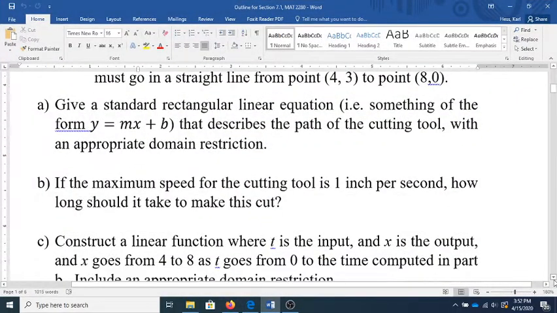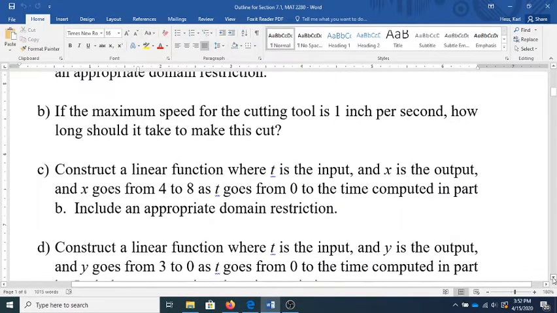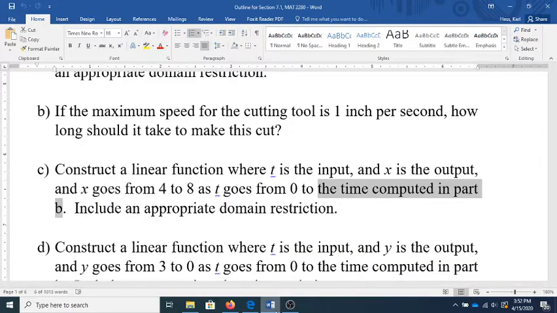Now part C. Construct a linear function, one similar to what we just did, but this time instead of having x as the input and y as the output, we're going to have t as the input, t for time in this case, and x as the output. We want x to go from x equals 4 to x equals 8 as t goes from 0 to the time we just computed in part B. So x goes from 4 to 8 as t goes from 0 to 5. All right.